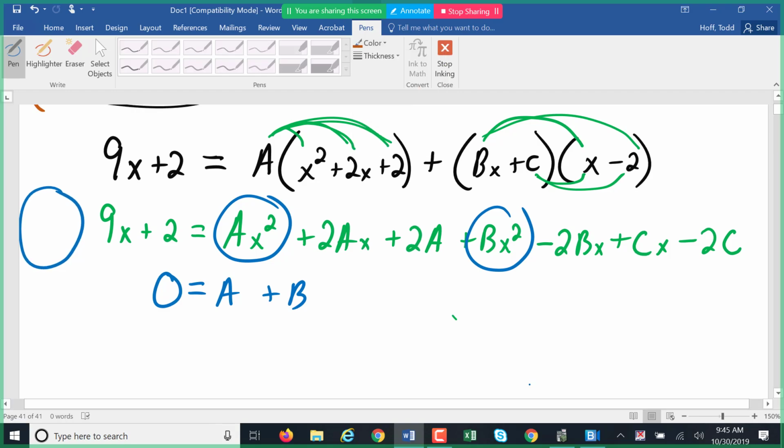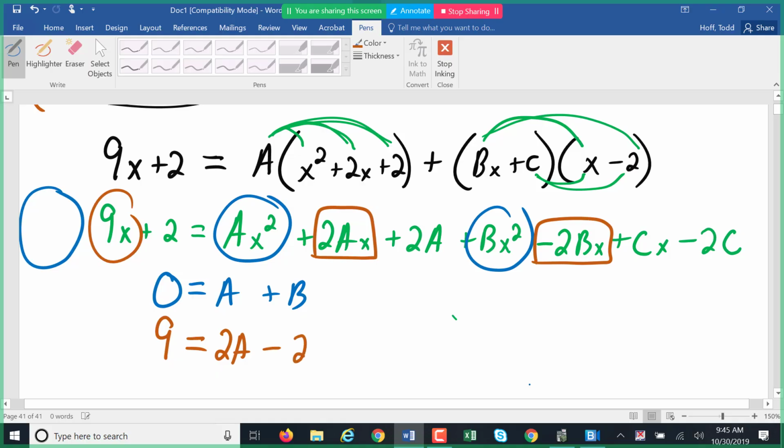Then for our x term, on the left side, we've got 9x, so 9 is our coefficient. On the right side, we've got 2ax, we have a negative 2bx, and we have a plus cx. So 9 is equal to 2a minus 2b plus c.